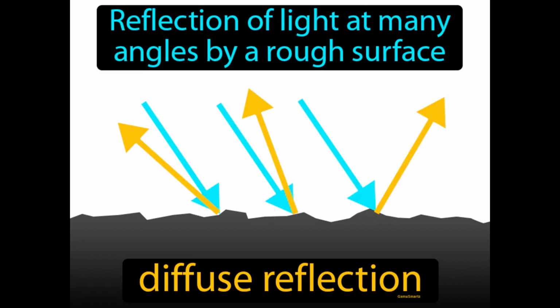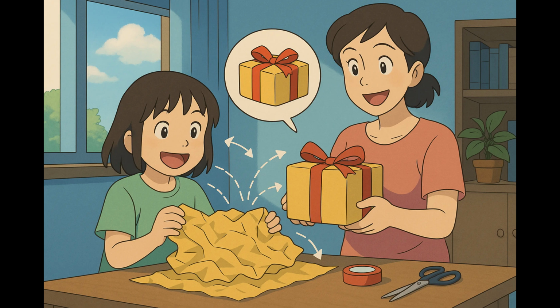Reflection of light at many angles by a rough surface. Diffuse reflection. It occurs when light hits a rough surface and scatters in many directions, making objects visible from various angles. Imagine trying to wrap a gift with crumpled wrapping paper instead of smooth, flat sheets. Much like how the crumpled paper causes the light to scatter in different directions instead of reflecting neatly, a rough surface causes light to bounce off at many angles.